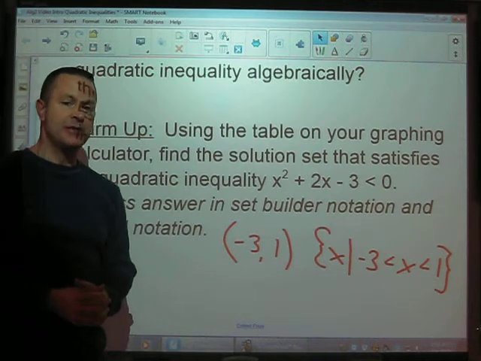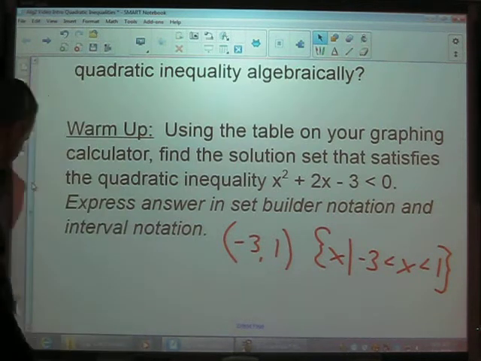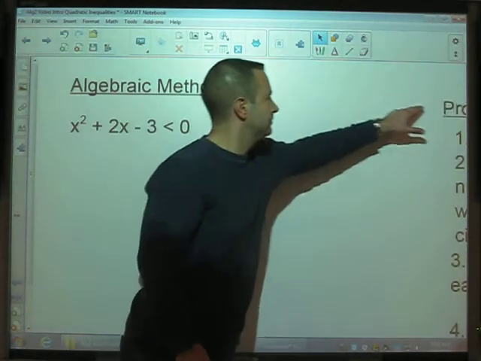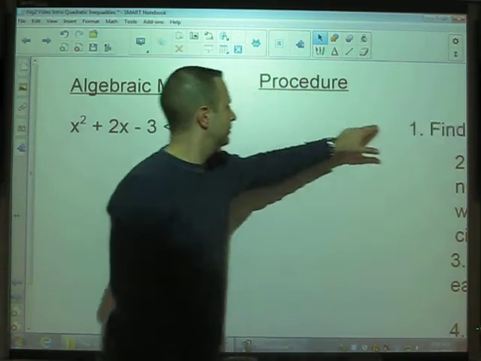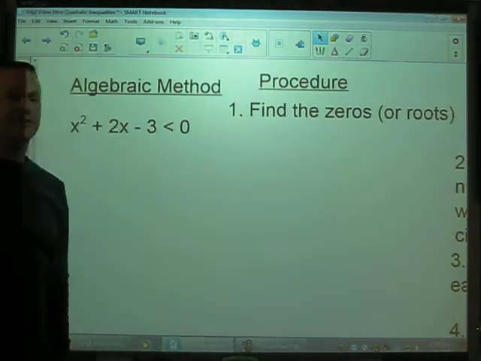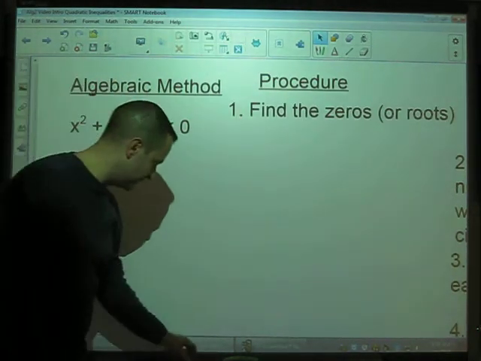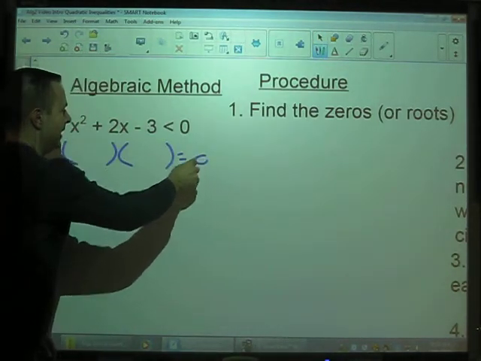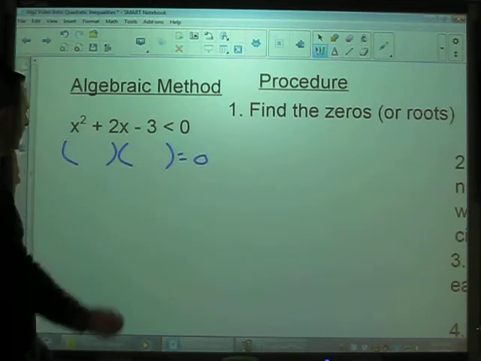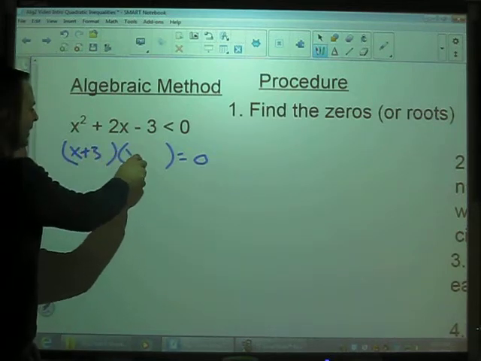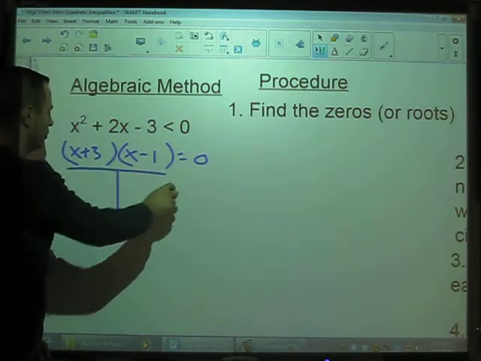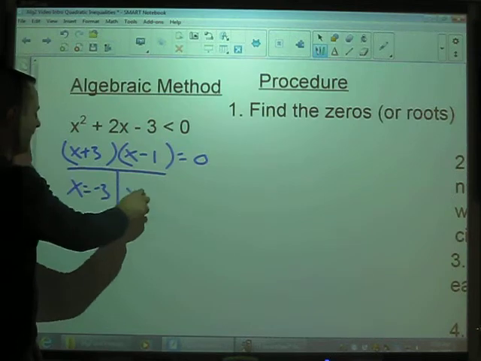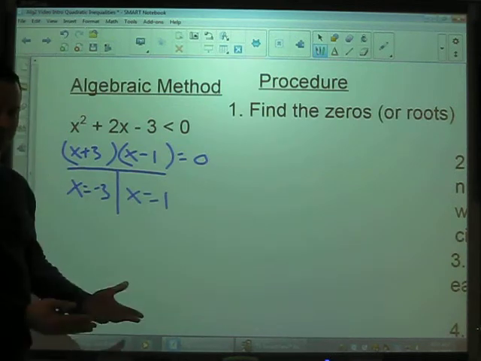But there's an algebraic method that we can use just as well. So for the algebraic method, here's your procedure. You first want to find the zeros or the roots algebraically. So we'll factor this, and when you're finding roots, you set equal to 0. We'll do x plus 3, x minus 1, which will now give me roots of x equals -3 and x equals +1. That's the first step.